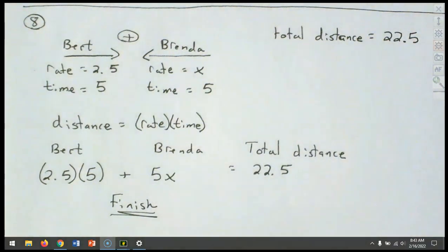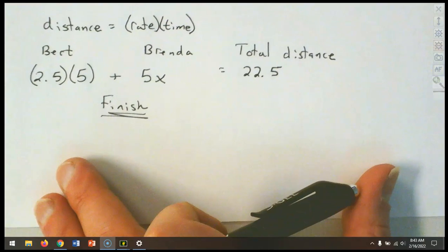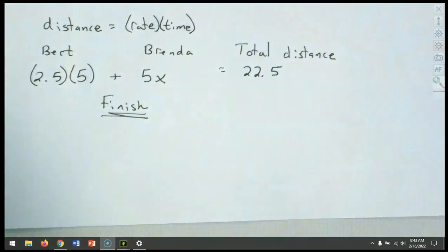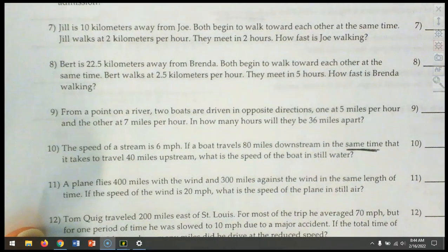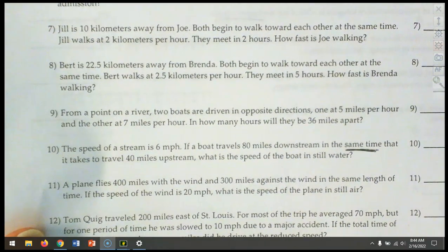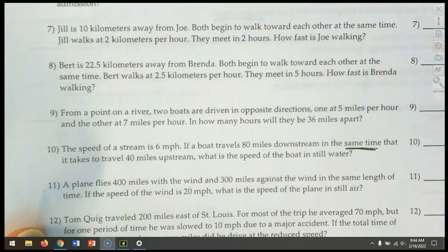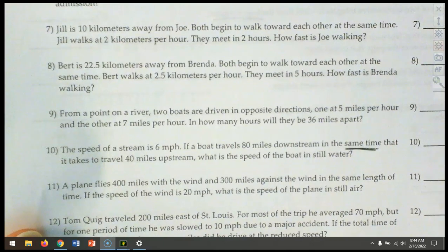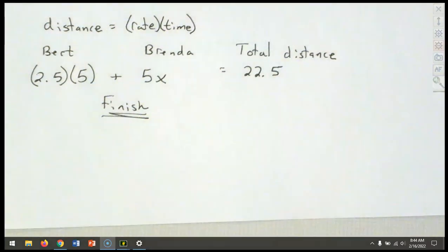Question 9. Again, very, very similar. From a point on a river, 2 boats are driven in opposite directions. One at 5, one at 7. And how many hours will they be 36 miles apart? So in this case, they're going in opposite directions. So let's begin with that.